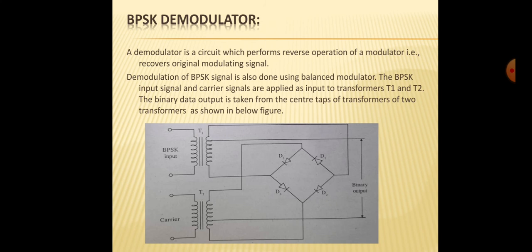Okay, in order to correctly recover the binary data transmitted by BPSK, the received signal must be fed to the balanced modulator. The carrier is derived from the carrier recovery circuit. This ensures that the phase of the received signal is compared to the proper phase of the carrier. So as positive cycle, negative cycle, the diodes will be working and you will get the output. During the positive half cycle, you will get the binary output as 1. During the negative half cycle, you will get the binary output as 0. So like that you will recover the signal.